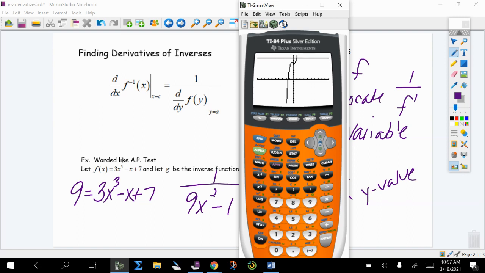Now you probably can figure it out just by counting, but if you can't, you can go to the calculate menu, which is second trace, and go to intersect. Enter, enter, enter. And it will tell you that it intersects at 1, 9. So when y is 9, which is what you were given, x is 1.